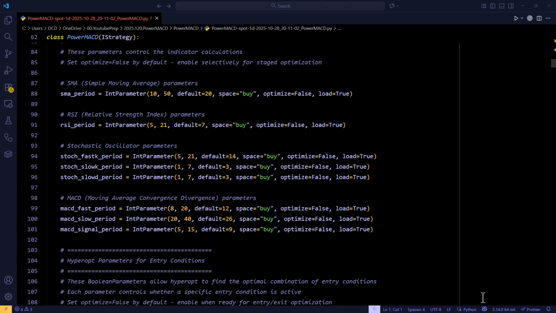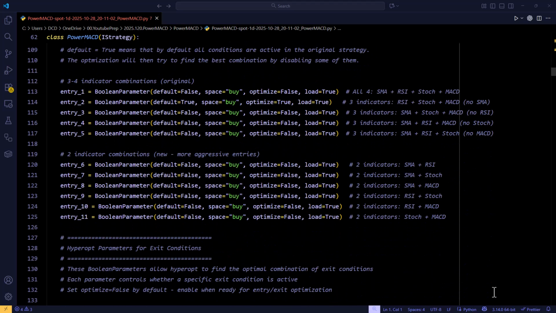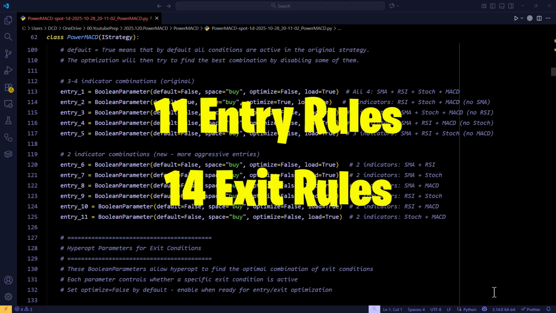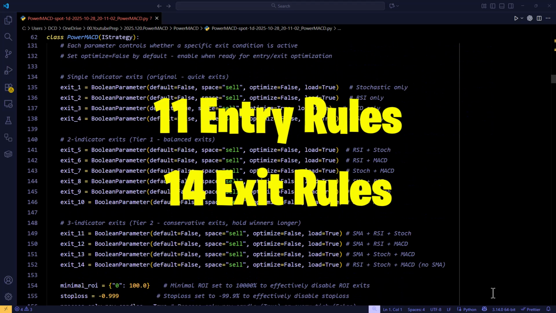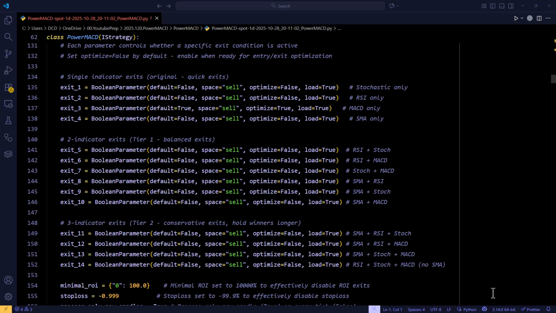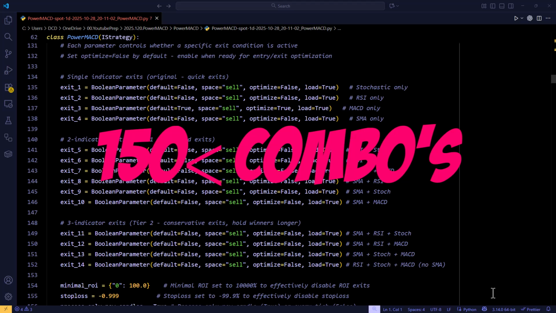As for the entry and exit rules, you have a plethora of choices here. I coded 11 entry rules and 14 exit rules. So if you were to test all these combinations with only one entry and one exit rule, then you already have over 150 combinations to test out.